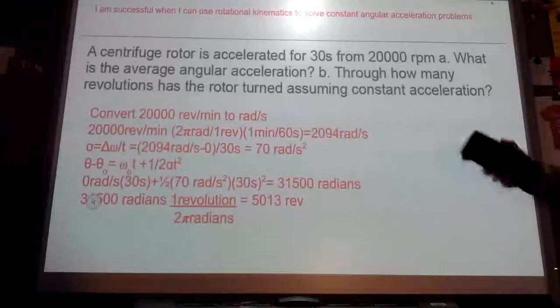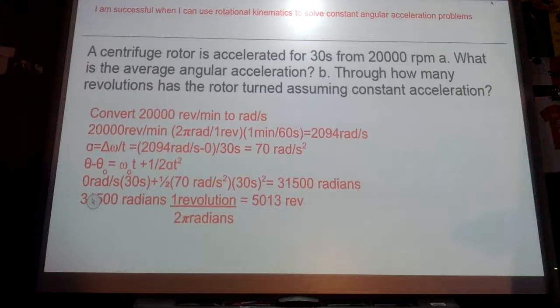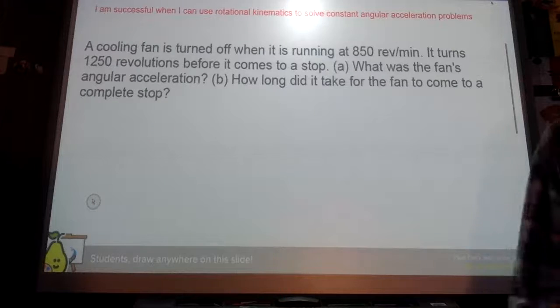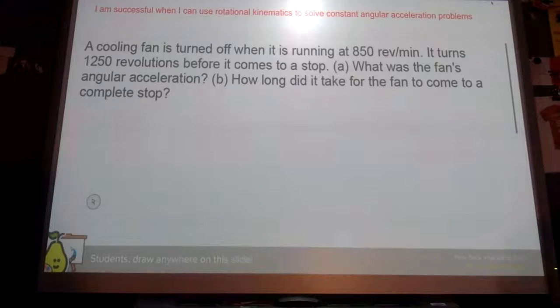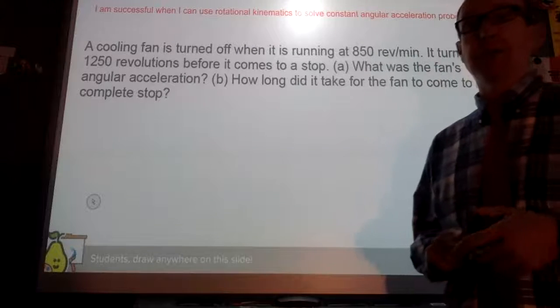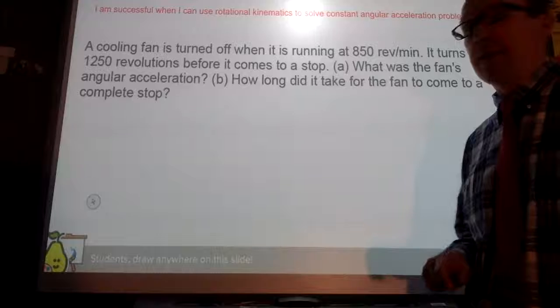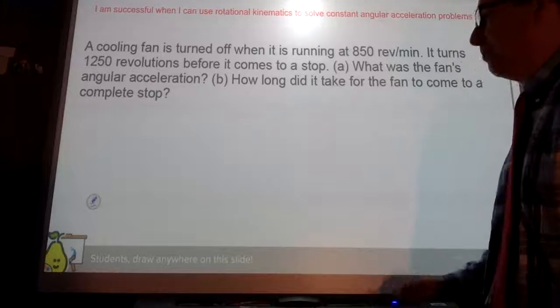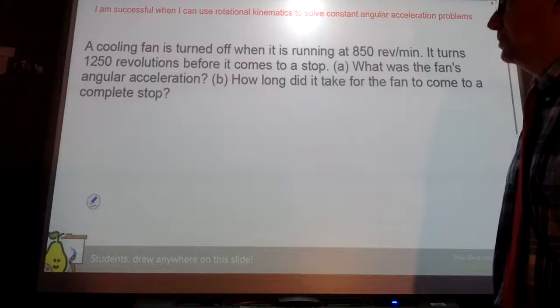And going to the next slide, you can see that I have the work done there. All right, a cooling fan is turned off when it's running at 850 revolutions per minute. It turns 1,250 revolutions before it comes to a stop. What was the fan's angular acceleration? How long did it take for the fan to come to a stop? Again, I need to assume it's constant angular acceleration to use these angular kinematics equations, just like we did with our linear kinematics equations.